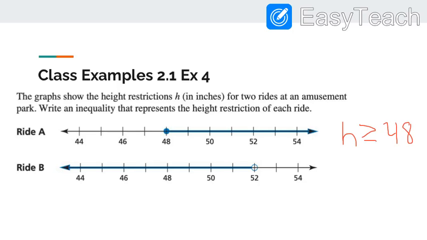For B, our anchor number is 52, h is still our variable, but it's going to be less than 52 because these numbers are all less than 52 and they're the ones being shaded. It is not equal to because this is an open circle.